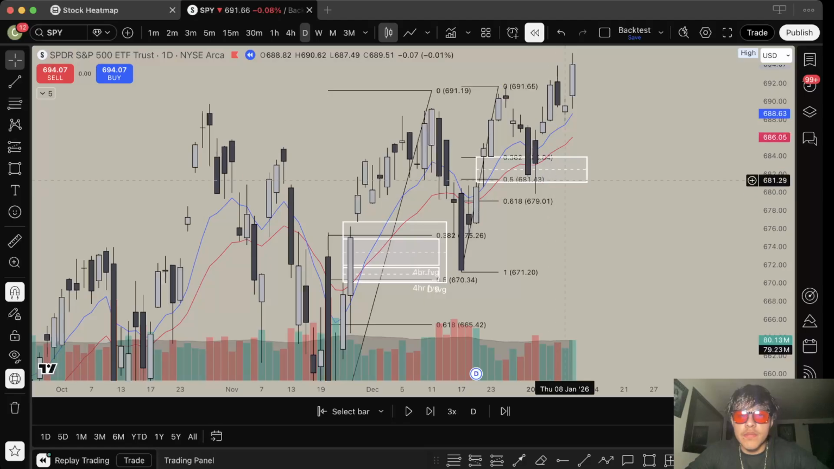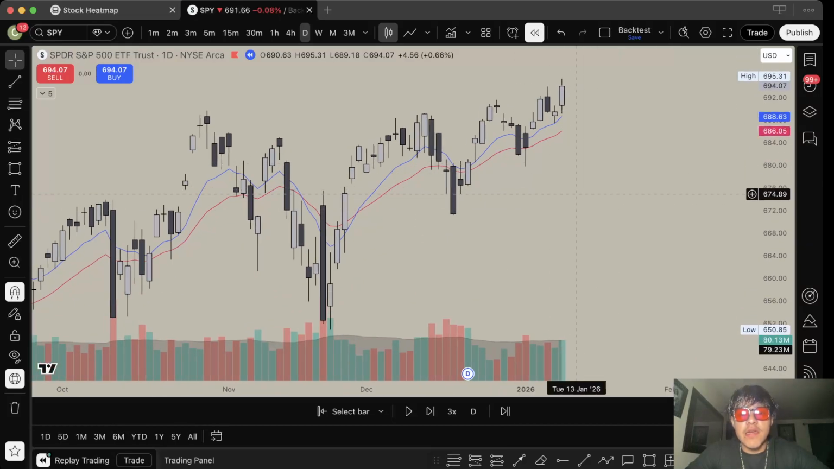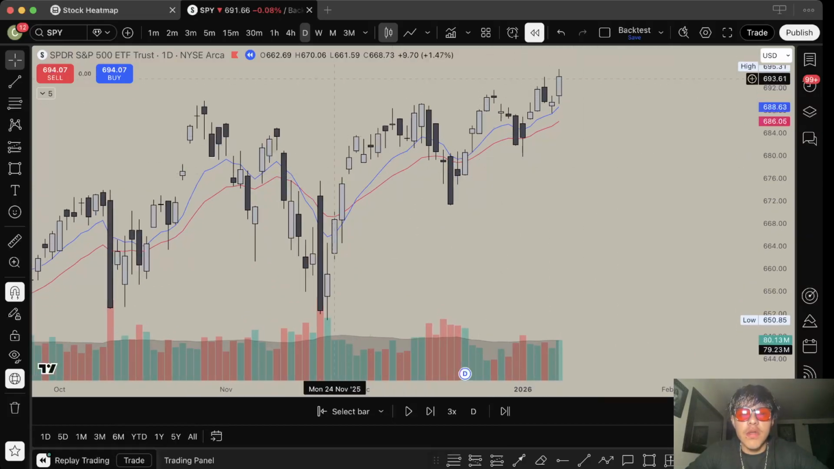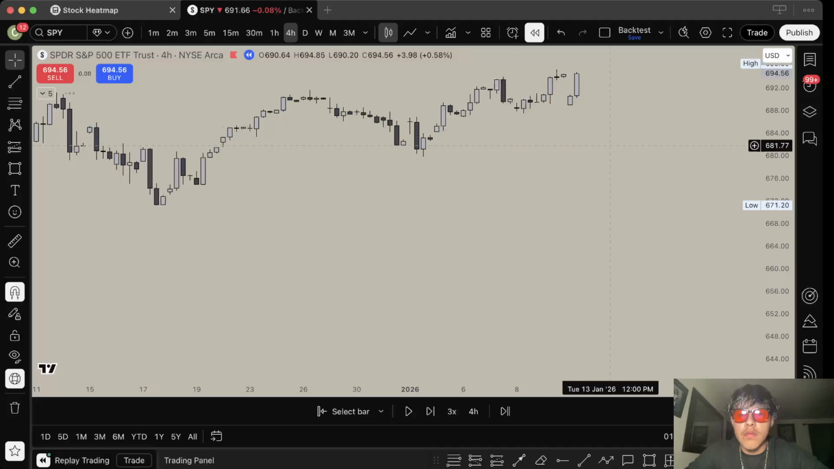So, the higher the time frame, the stronger the move. That's something you always want to remember. Just know that the higher the time frame, the stronger the move, but also the longer the trade will take to play out. Okay. So now that we know that, let's see what Monday had for us.